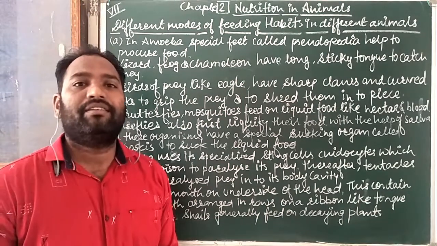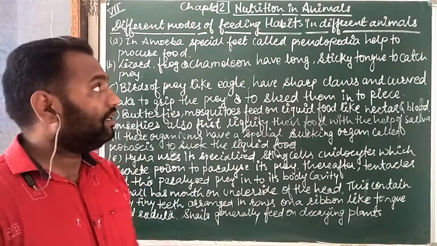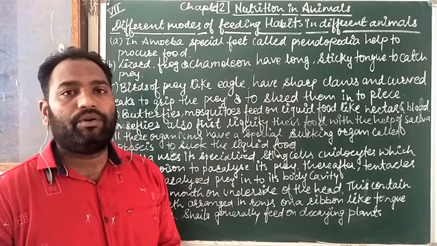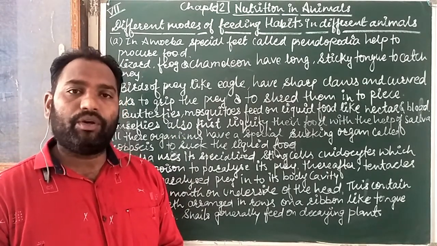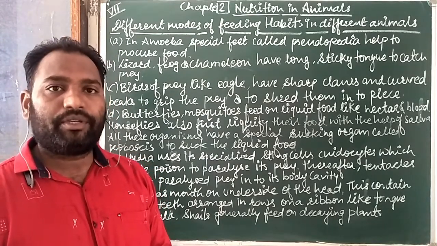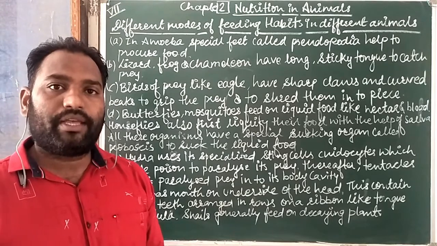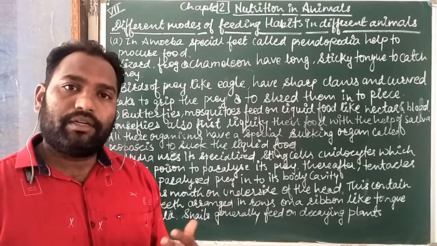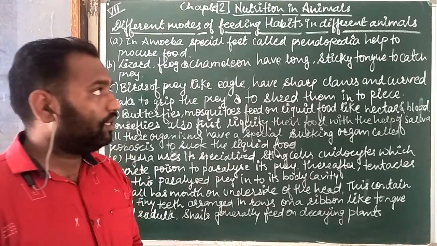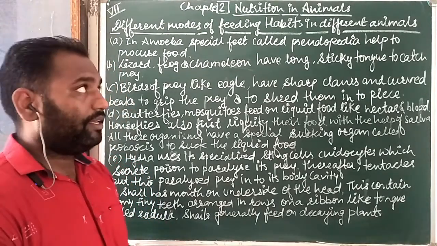Good morning, students. Today we are discussing our second chapter, nutrition in animals. In the first chapter we already discussed autotrophic nutrition and heterotrophic nutrition, that is, autotrophs and heterotrophs, and the nutrients. This time we will discuss how nutrition is obtained by animals.